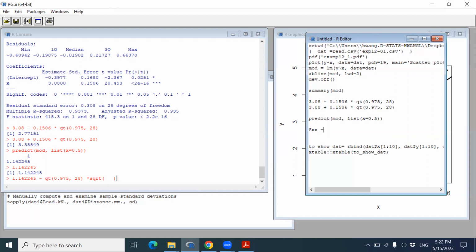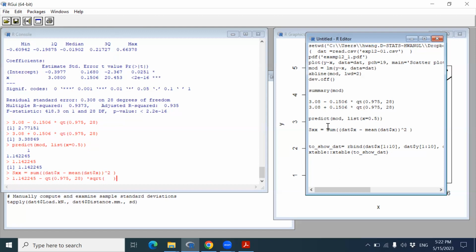Sxx is equal to the total variation in the x variable. So it's the sum of each x value minus the mean of x, squared. That is each x variable minus the mean, and then we take the sum. This is the sum of the squared variation in the x variable. And once we have that, we also need the x star.